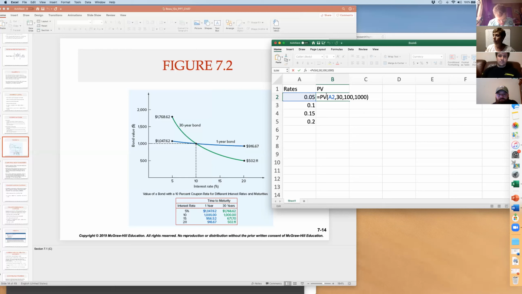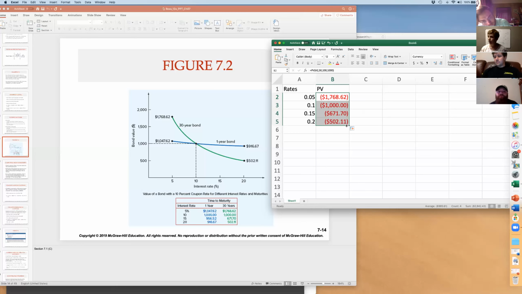So I'm cell referencing that yield to maturity. The number of years to maturity is 30. The $100 is the annual coupon payment, the annuity, in other words, and then there's $1,000 par value, right? So that 1768 matches up on the graph with that 1768. When I copy this down, I'll have the prices for all those different interest rates.